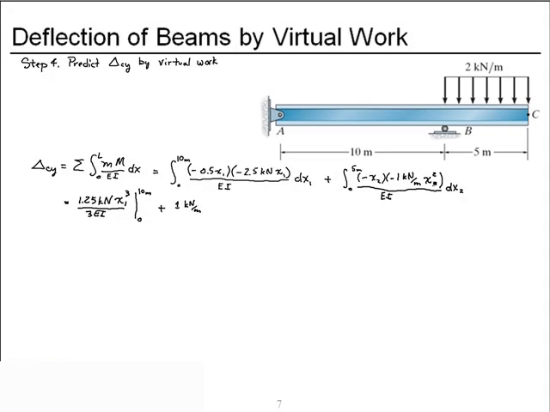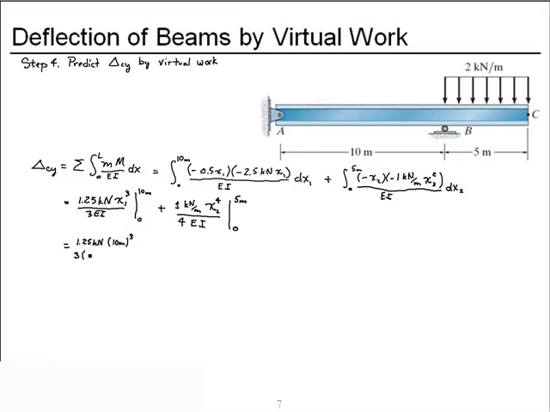We have x squared, so we have an x cubed that we integrate, so we raise it to 1 higher power, x2 to the 4th, and divide by that new exponent times EI, and we evaluate that from 0 to 5 meters. So if I start plugging those in, evaluating the integrals, we get 1.25 kilonewtons times 10 meters cubed over 3.